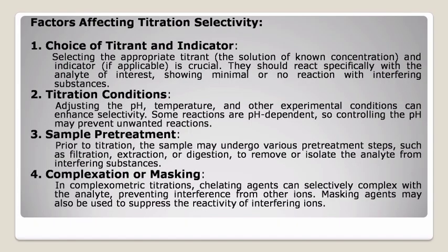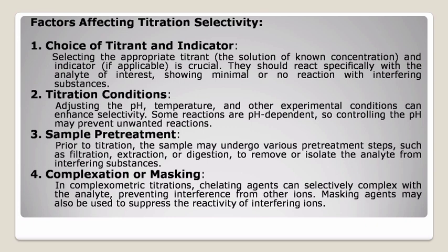Factors affecting titration selectivity. First, choice of titrant and indicator. Selecting the appropriate titrant, the solution of known concentration, and indicator, if applicable, is crucial. They should react specifically with the analyte of interest, showing minimal or no reaction with interfering substances. Second, titration conditions. Adjusting the pH, temperature, and other experimental conditions can enhance selectivity. Some reactions are pH dependent, so controlling the pH may prevent unwanted reactions.